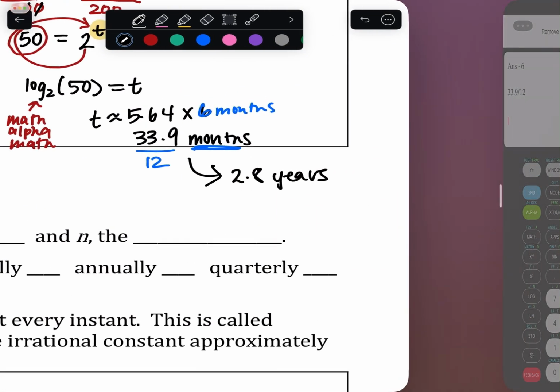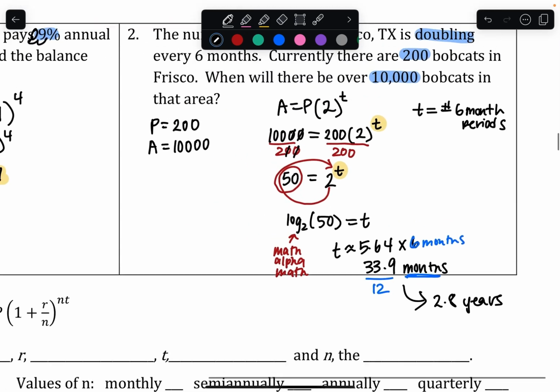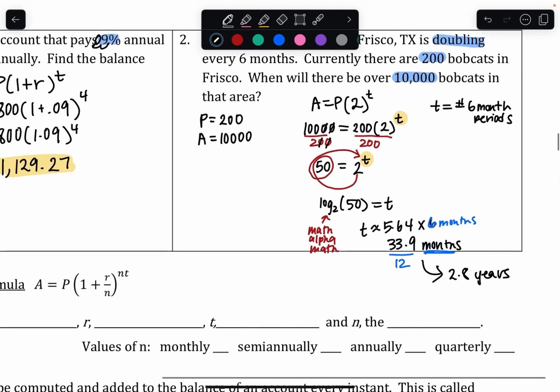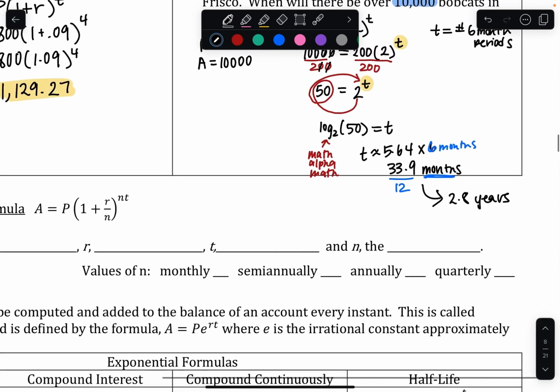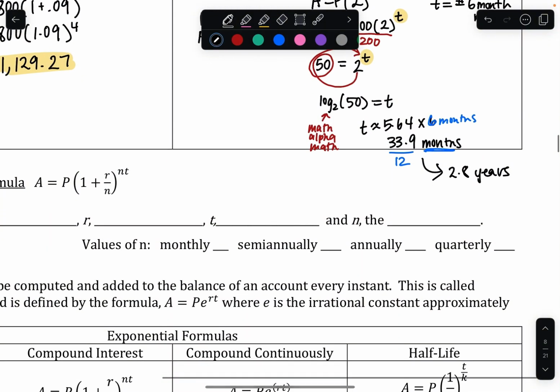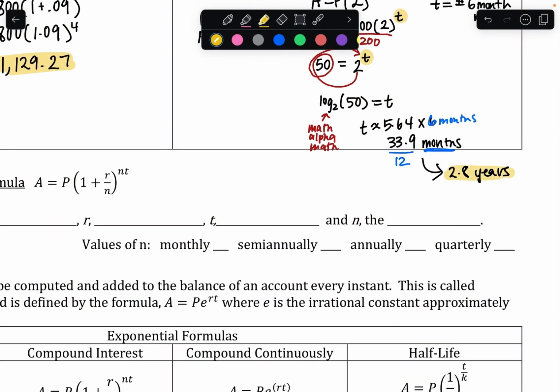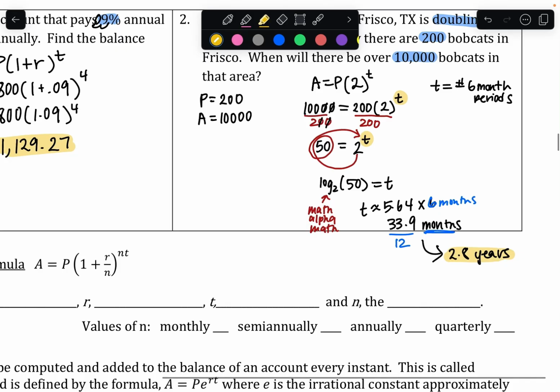Whichever way they are asking you to answer the question, it says when will there be? It doesn't say months, it doesn't say years. If it said what year, that way you know just to convert to whatever measure of time. The important thing is keeping track of the fact that T is the number of 6-month periods.